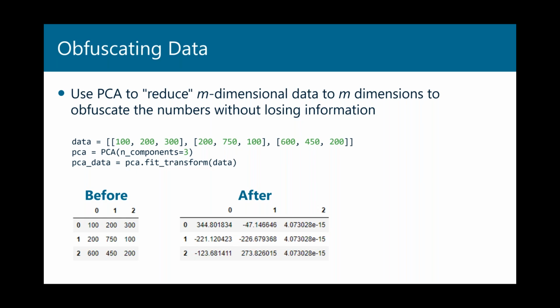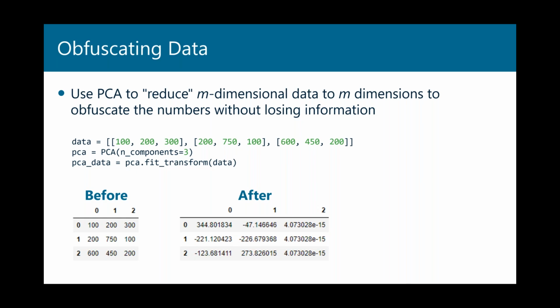So the trick is you reduce the data set from M dimensions to M. You're not really removing any dimensions or any columns, but the effect of reducing, say, a 100-dimensional data set to 100 dimensions is that all the numbers get jumbled so that they're totally meaningless.